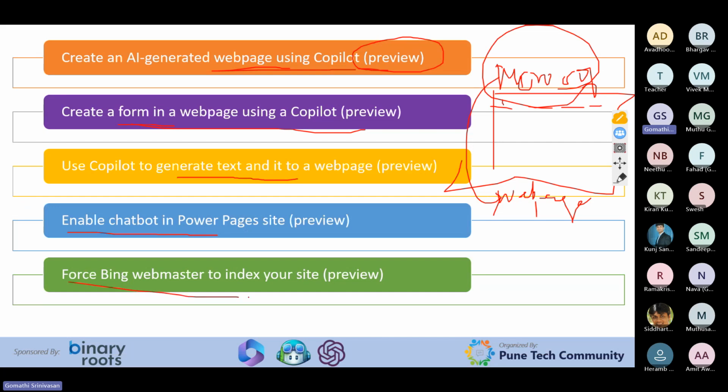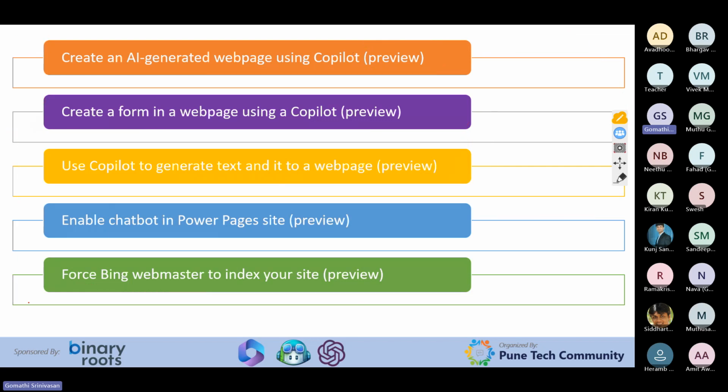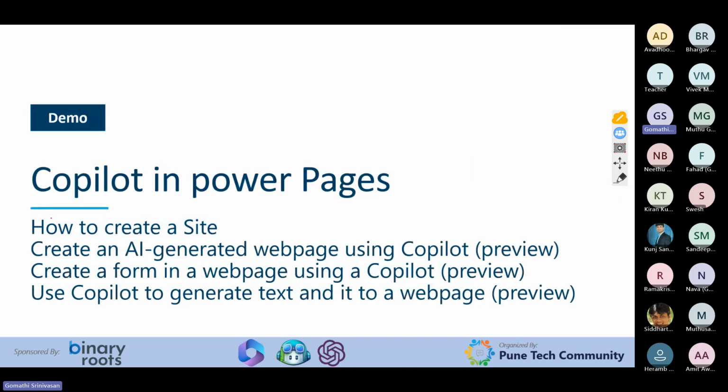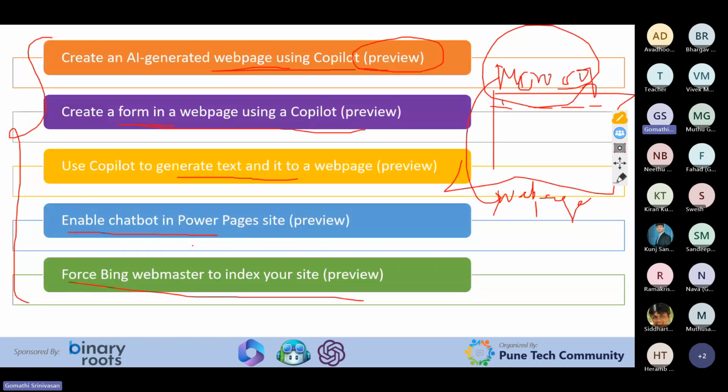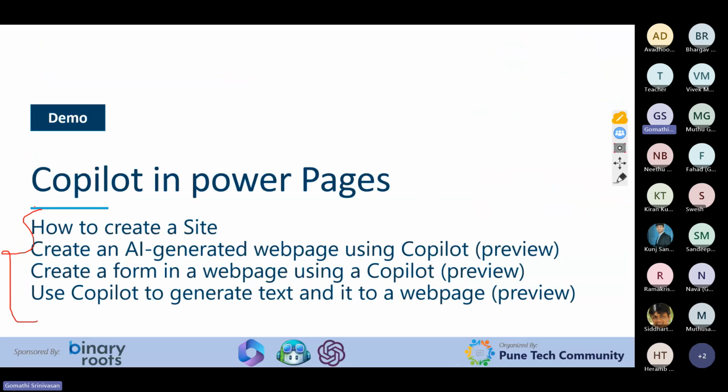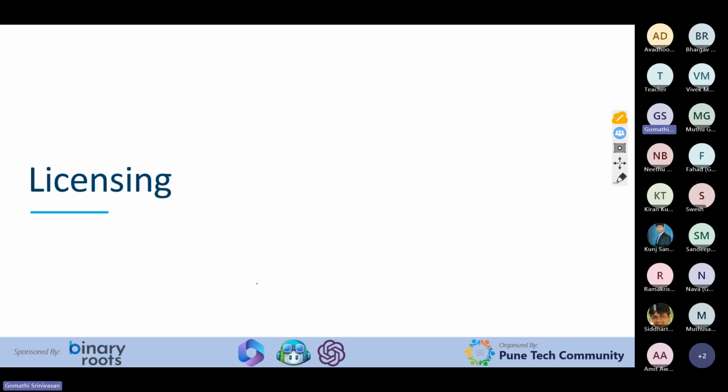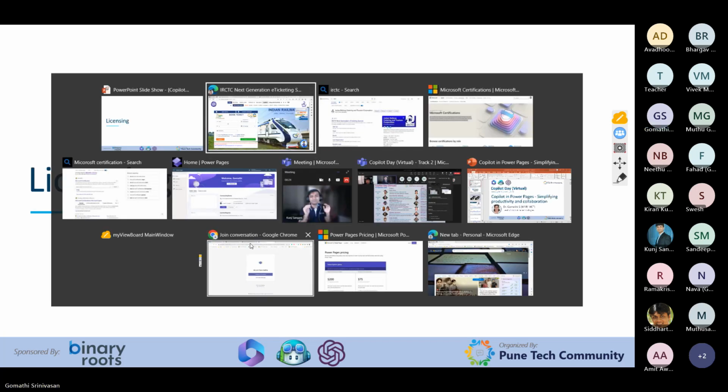And forcing the webmaster to index your site. So these are the Copilot features which are enabled in Power Pages, where we will be discussing these 4 things. Okay, only these 4 things, because for the remaining 2 things we need public preview to be enabled. Okay, so we'll be understanding how to create a site and create an AI generated web page using Copilot, AI generated web page, forms, and text. Okay, so we will see the demo here.